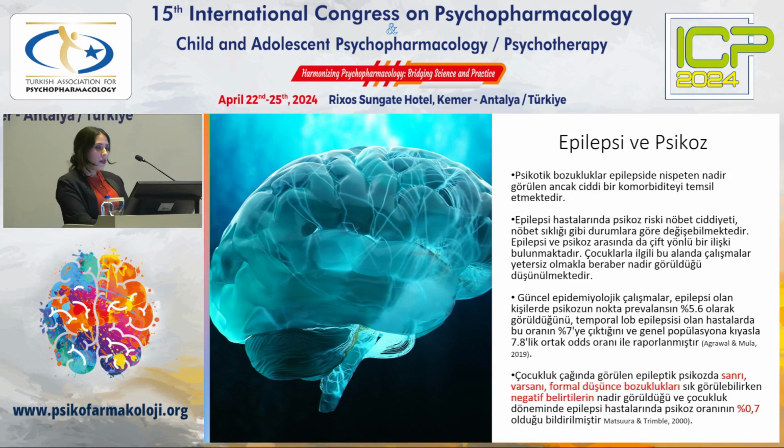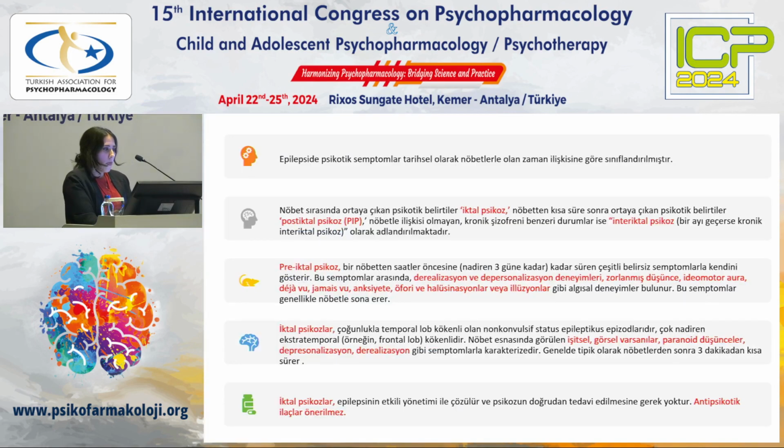In epilepsy, psychosis is rarely seen, but it's a serious comorbidity. Psychosis risk may change with the severity of the seizure, and between epilepsy and psychosis, there is a bidirectional relation. The psychosis prevalence in epilepsy is around 5.6%. During the pediatric age, hallucinations or formal thinking disorders are seen frequently, but negative symptoms are rarely seen in epileptic psychosis.